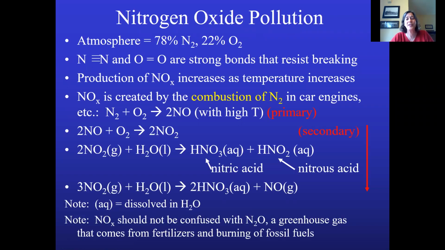All right, and then what happens to it when it gets up in the atmosphere? So this is our primary. Then it gets up in the atmosphere and it reacts with oxygen, makes nitrogen dioxide, and then that reacts with water to make nitric acid or nitrous acid. And you can see there's various reactions. So basically there's a big chemical soup up in the sky, and there's a lot that goes on up there. So, you know a little chemistry, when you see the little aq, it means aqueous, dissolved in water, versus when you see a little g, which stands for gas.